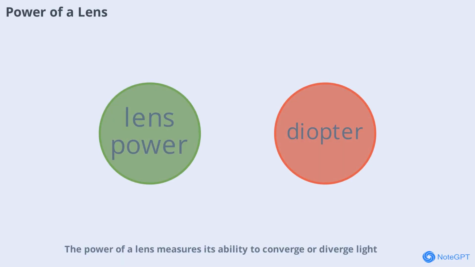Power of a lens measures its ability to converge or diverge light, defined as the reciprocal of the focal length in meters. It's measured in diopters, D. A lens with a short focal length has high power, while one with a long focal length has low power. Understanding lens power is crucial for prescribing corrective lenses and designing optical systems.